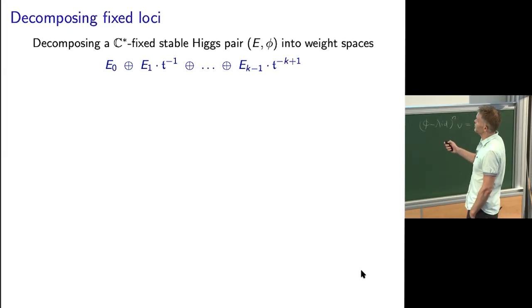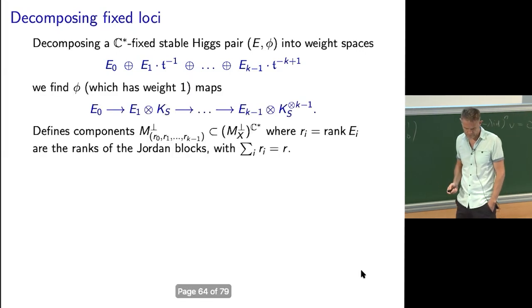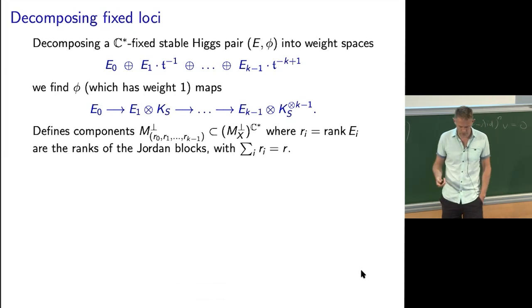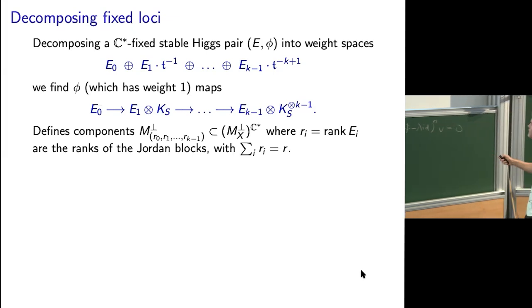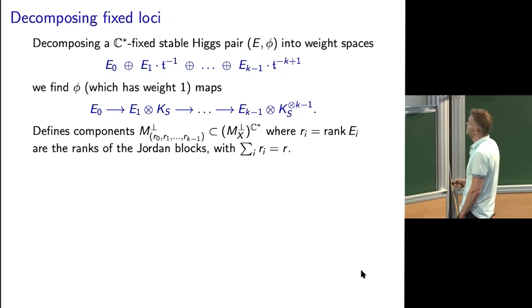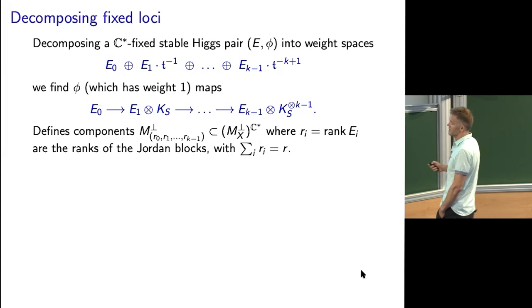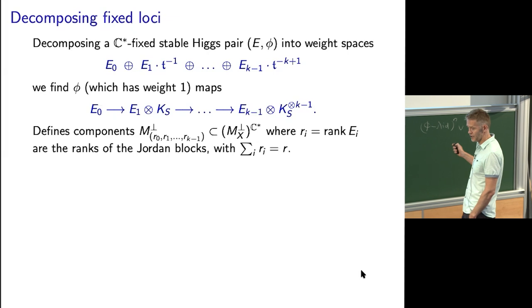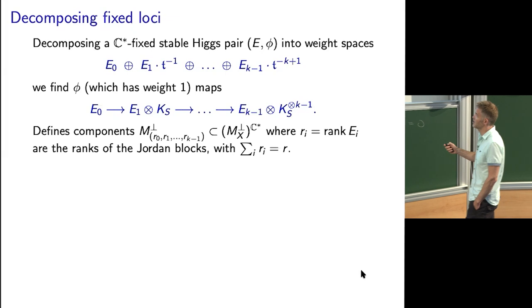You should think of this in the sheaf on X language. This is the bit supported scheme theoretically on S. This is the next bit supported on the first order thickening of S, and so on up to the k minus one order thickening. And phi, which has weight 1, because it's being scaled by the C star action, always maps from E_i to E_{i+1}. And so you get this sort of chain of maps. And so this defines components of the fixed locus, labeled by integers. Later we'll show that those integers have to be decreasing, otherwise it contributes 0. So you can think of this actually as a Young diagram, or a partition, plane partition.